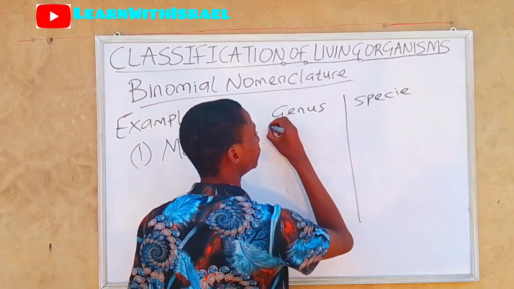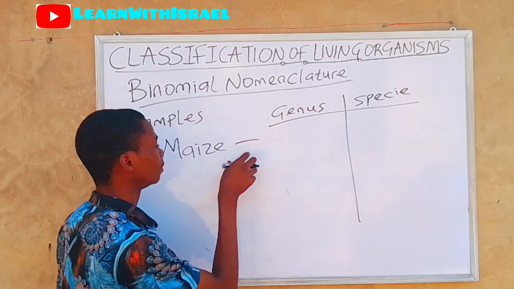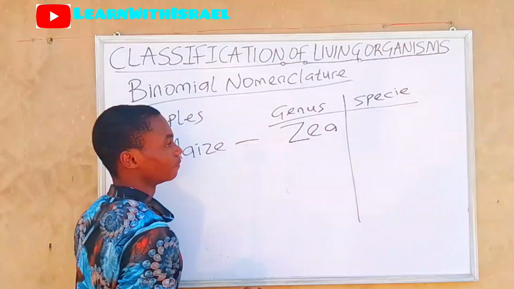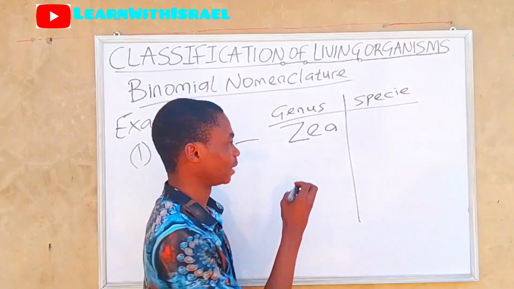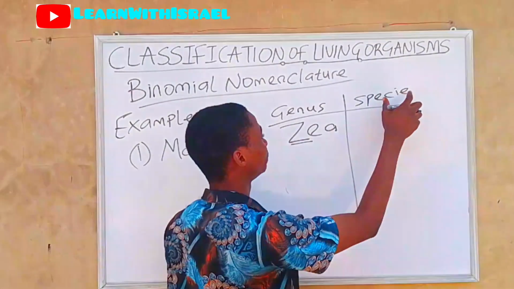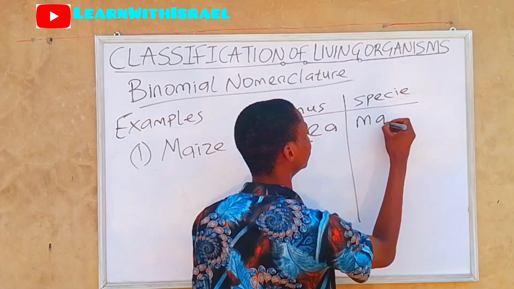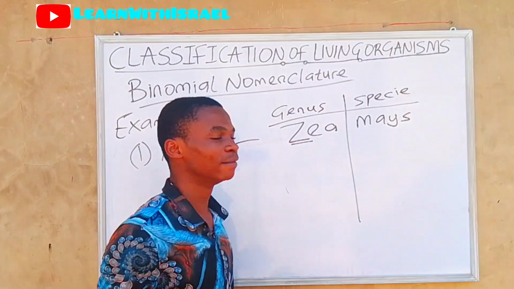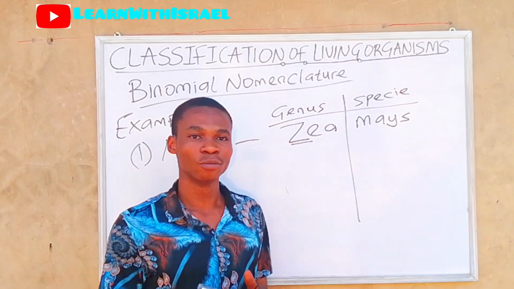So the genus for maize is Zea. It must be what? Capitalized. As you can see, it's capitalized here. And for the species, it is called mays. So that's how you name using binomial nomenclature.